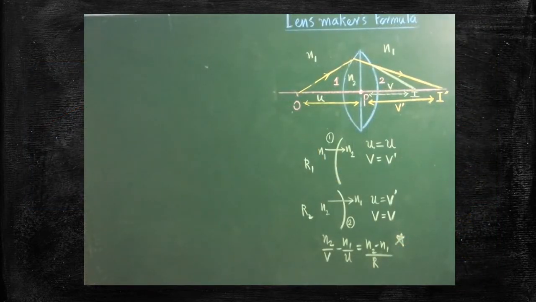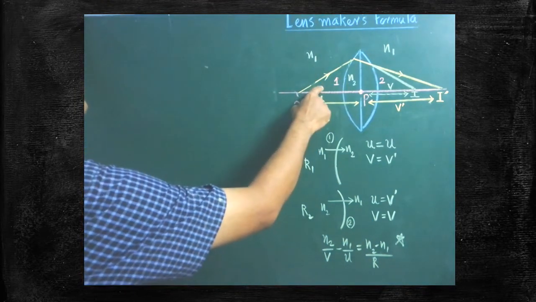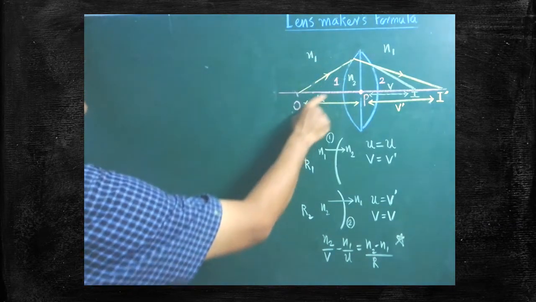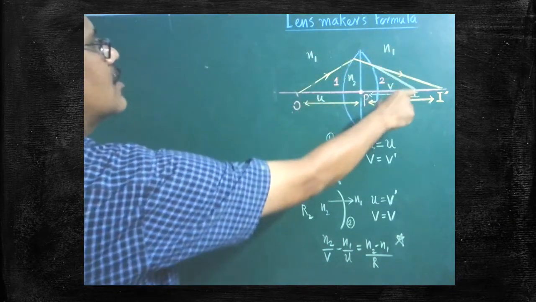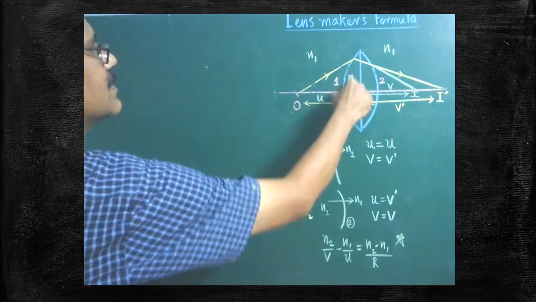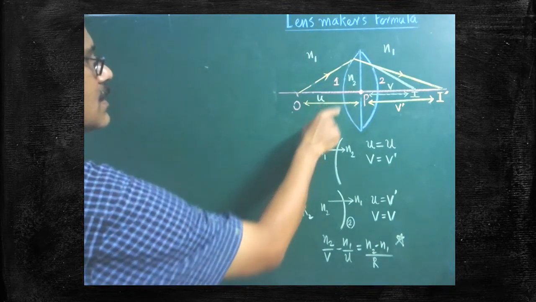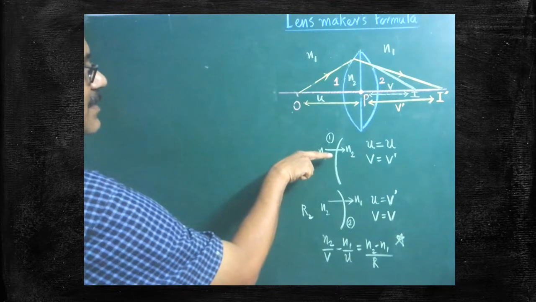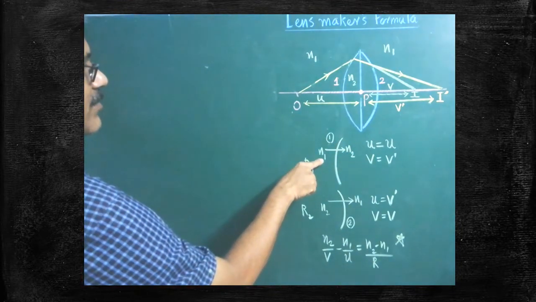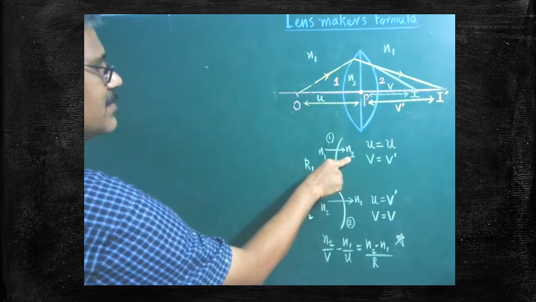Now we are going to start the derivation of the lens maker's formula. Just in front of the lens, the refractive index is N1. This portion is occupied by air. There also this portion is occupied by air. Therefore, both the two refractive indices are the same. This lens portion is made up of glass, therefore its refractive index must be taken as N2. So with respect to the first surface, when the light ray travels through the first surface, it travels from N1 refractive index medium to N2 refractive index medium.